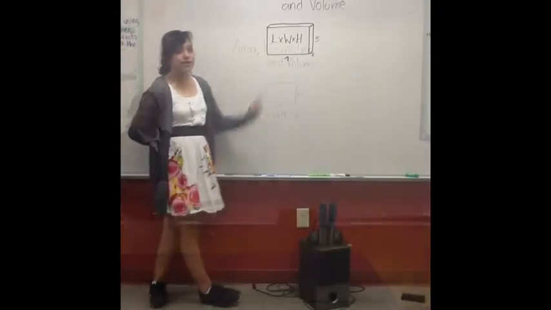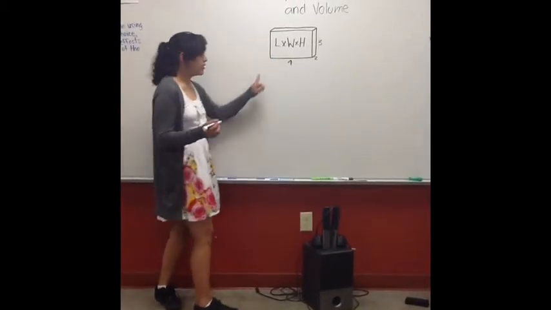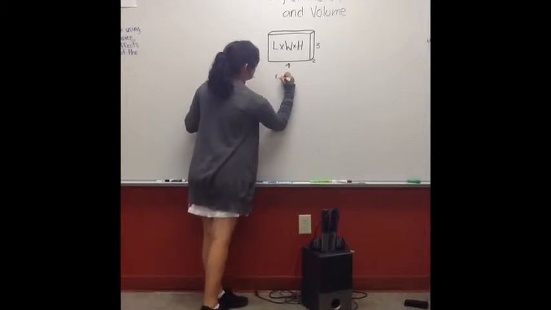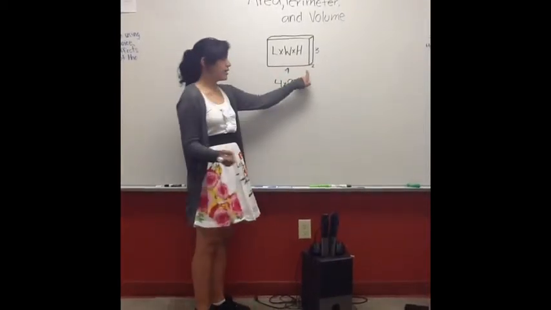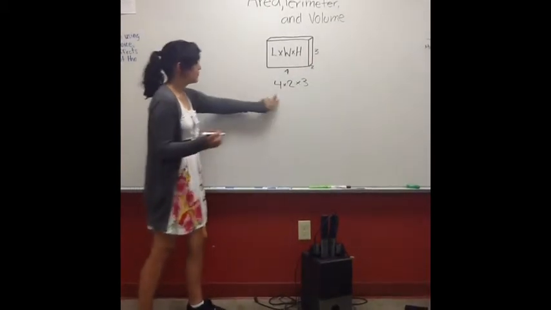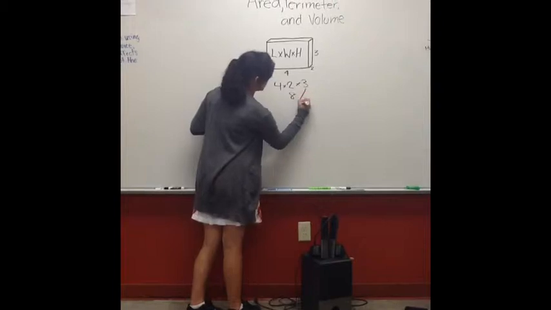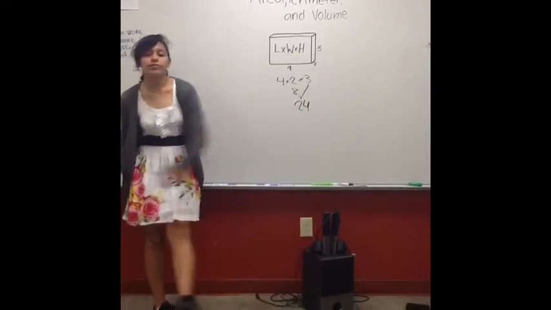Now let's move on to volume. To find the volume, we use the equation length times width times height. Let's take an example. We have 4. 4 is our length, times 2, which is our width, and times 3, our height. 4 times 2 is 8, and 8 times 3 is 24. So 24 would be our volume.